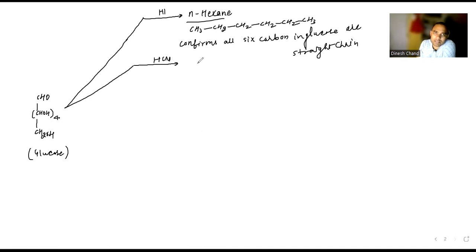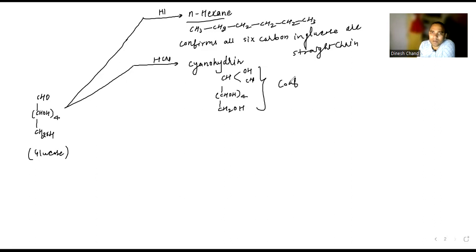If you treat with HCN, student, it is going to give cyanohydrin. This is going to give the compound cyanohydrin. What is the cyanohydrin? Here is the CH, here it will go OH and CN, and the remaining composition will be the same, CHOH 4 times, and CH2OH. What does this cyanohydrin confirm, student? It confirms the presence of a carbonyl group, whether it can be aldehyde or ketone.